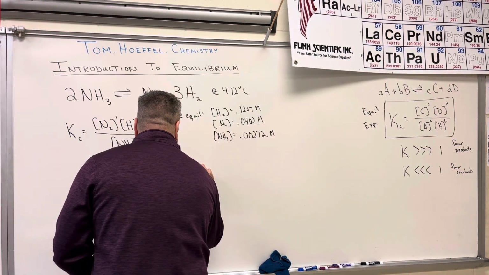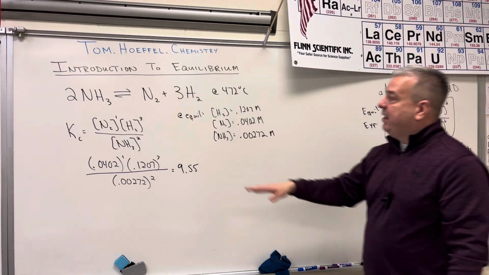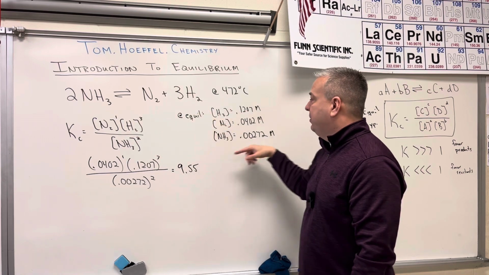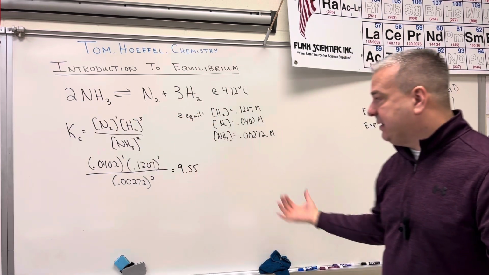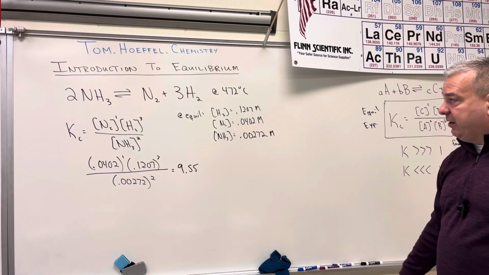Well, 9.55 sounds like a number that is larger than 1. That means it's going to favor the products, which means the N2 and the H2 are going to be larger than the balance of the NH3. And that's exactly what's kind of taken place with this particular equation.